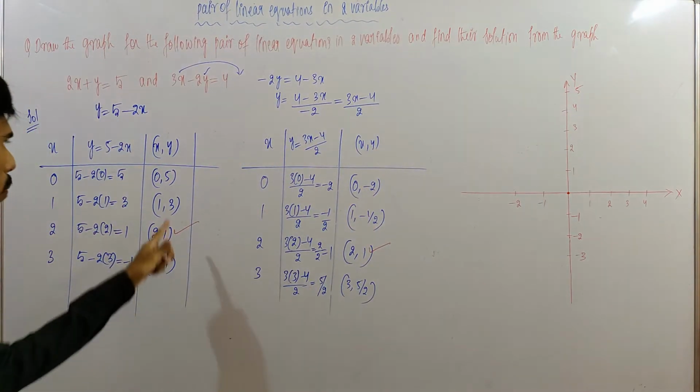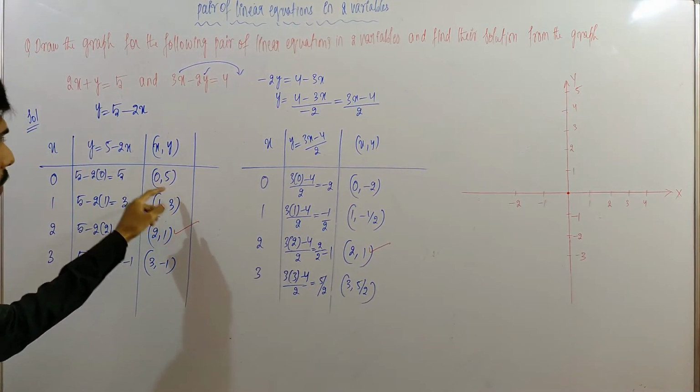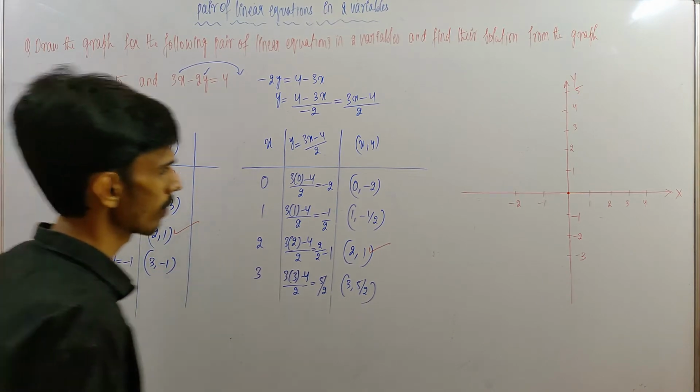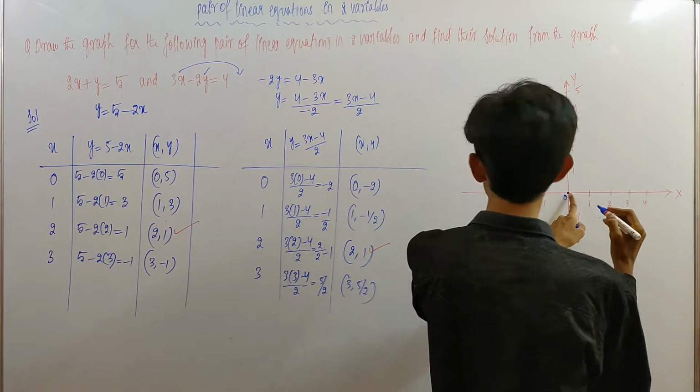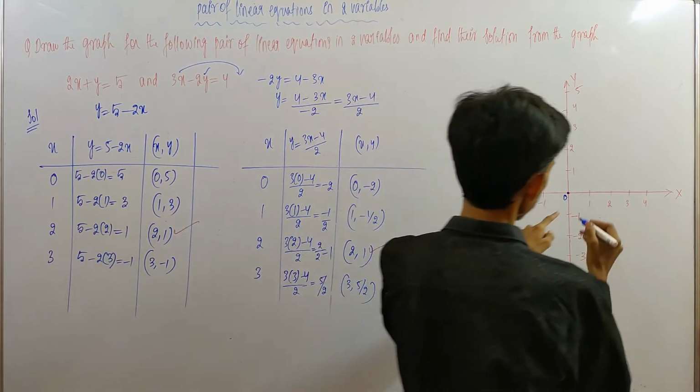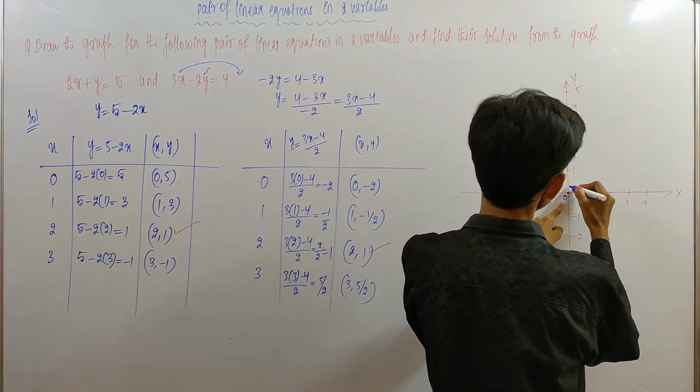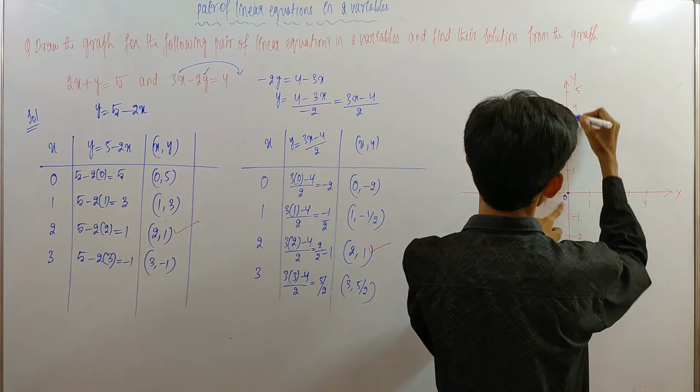Let us plot this point at 0 comma 5. The x value is 0 and here we have 5. So at 0 we have 5, which means this is the point.